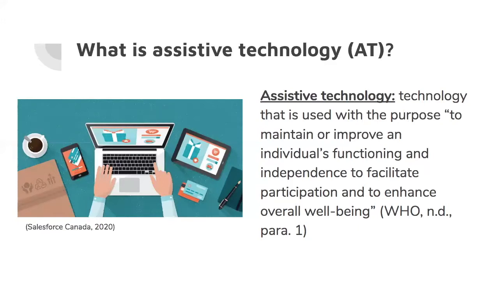So the definition of assistive technology from the World Health Organization is technology that is used with the purpose to maintain or improve an individual's functioning and independence to facilitate participation and to enhance overall well-being.